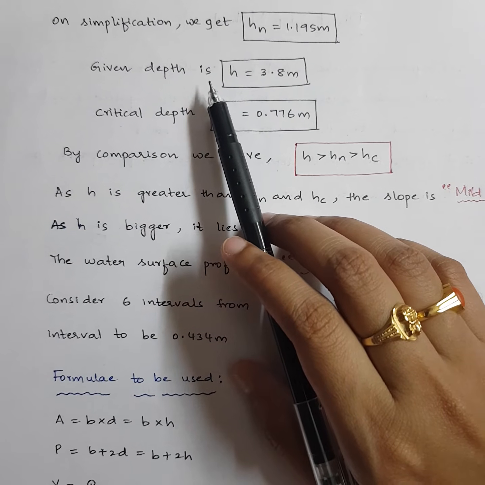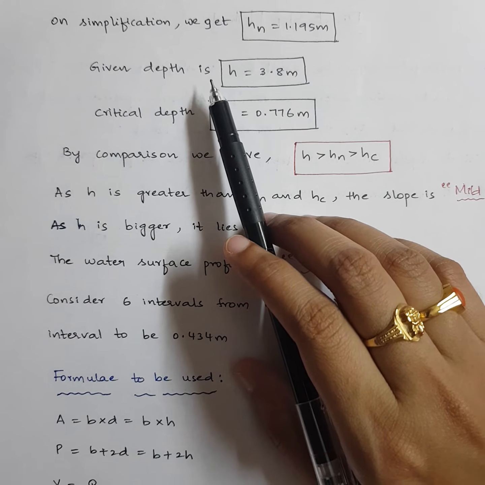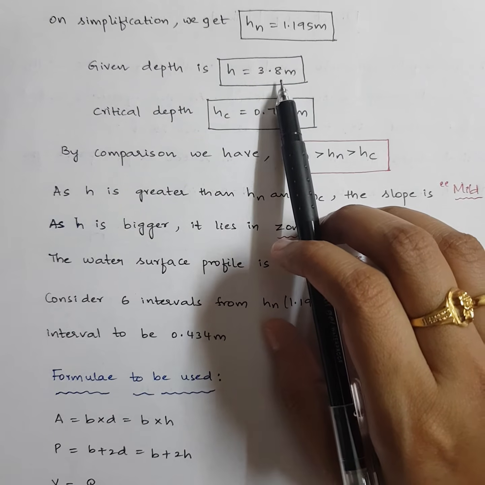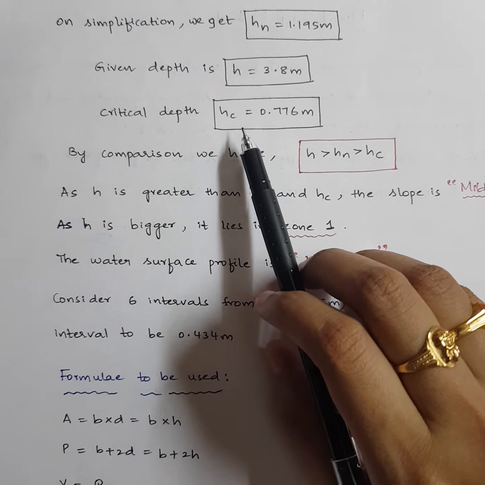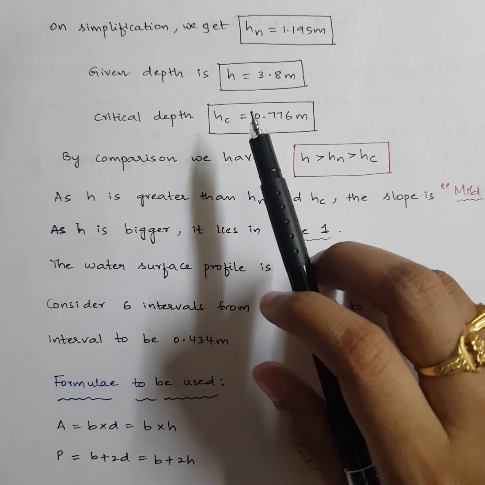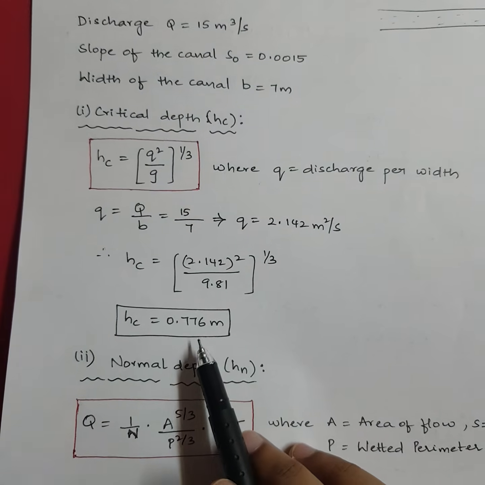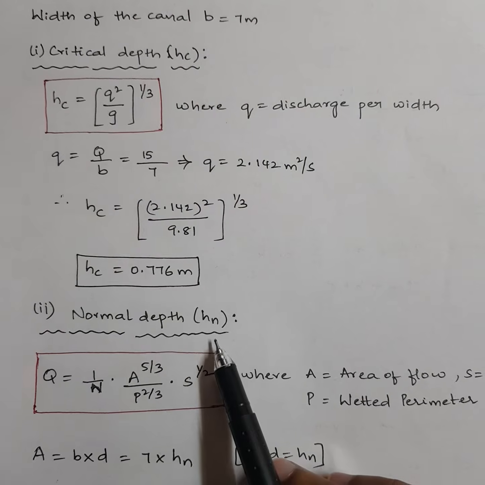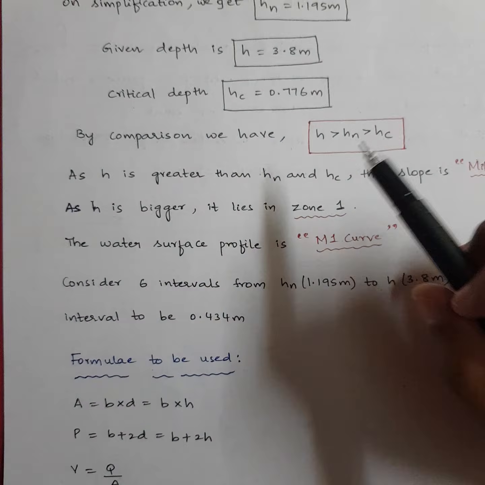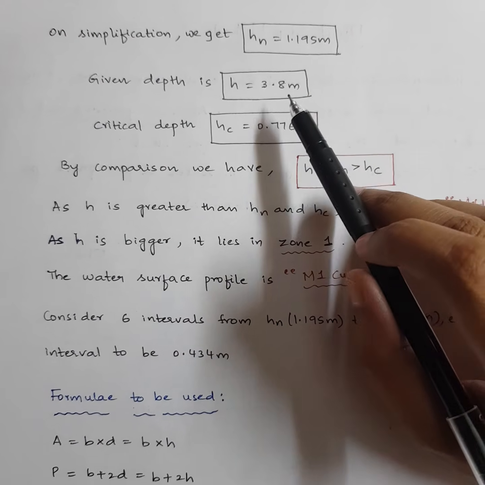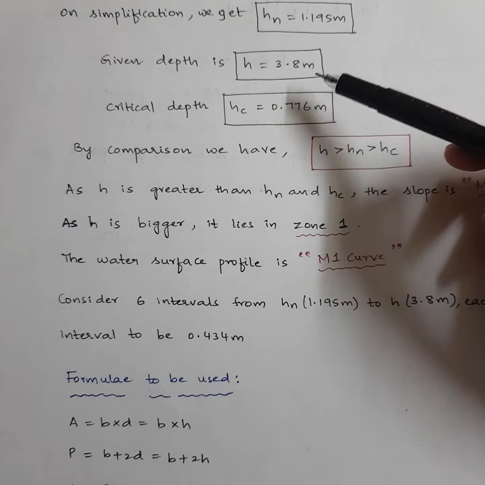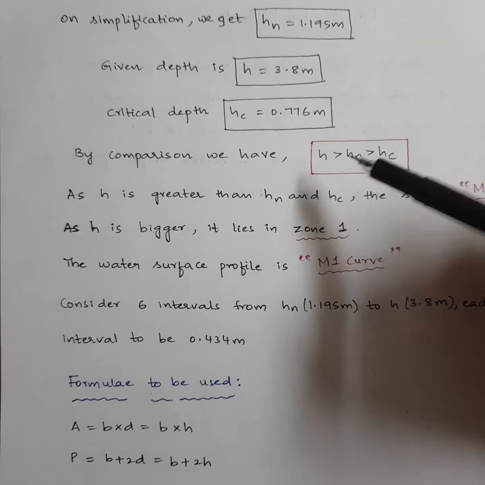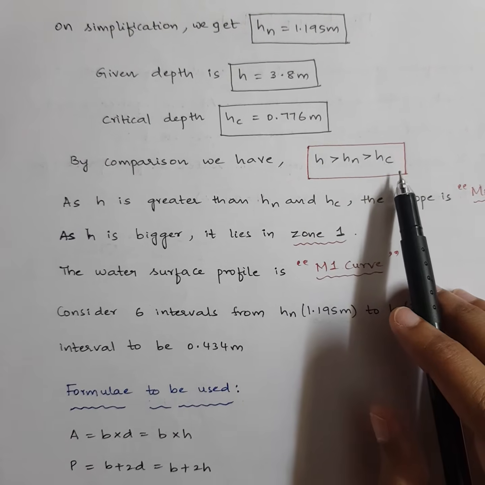What was the given depth for us? They told, right, that on the upstream side of the broad crested weir, the depth was 3.8 meters. That is the given depth, which is denoted by h. And what is the critical depth? hc, which we calculated using the formula (q square by g) whole power 1 by 3. So we have hc. Just now we calculated hn, and in the question h was given. Now let's compare all the three values. See, now hn is 1.195 meters, h is 3.8 meters, hc is 0.776. So you observe what is greater in all the three? h, then hn, then hc. So we can write h greater than hn greater than hc.